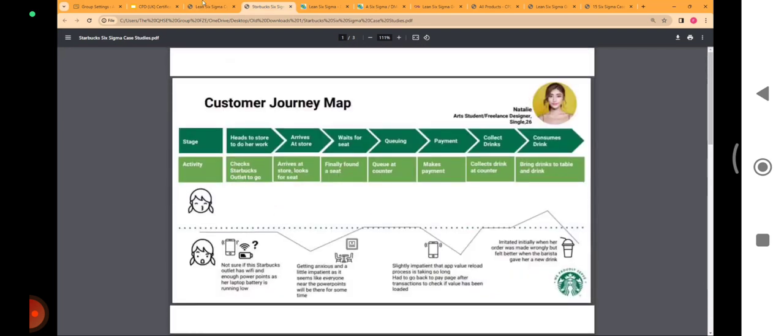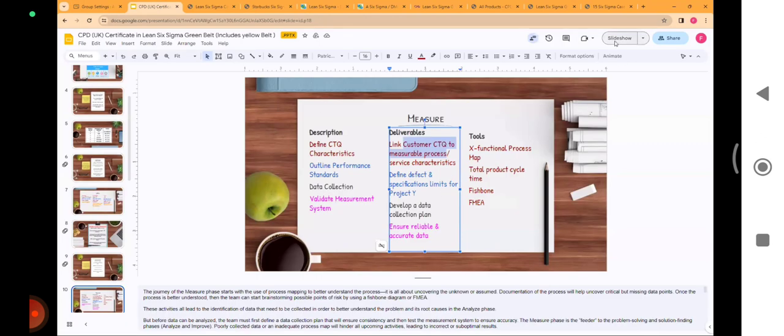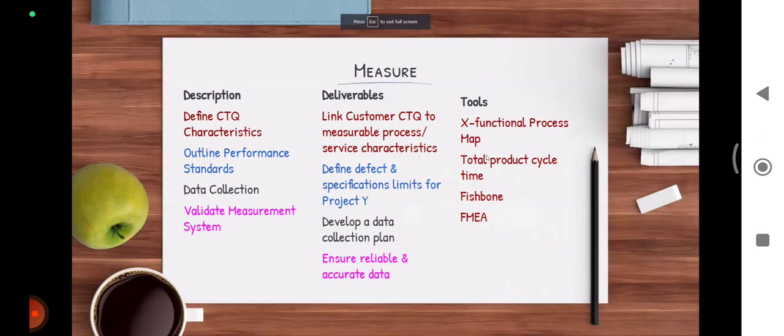So that is what is happening in the measurement phase. And the tools at your disposal, I'm going to show you how you can use them, are the cross-functional process map, the total product cycle time, the fishbone, or the failure mode and effects analysis. When it comes to these tools, please, it's simplicity. You don't have to do way too much, which unfortunately is a common theme in these Six Sigma projects.